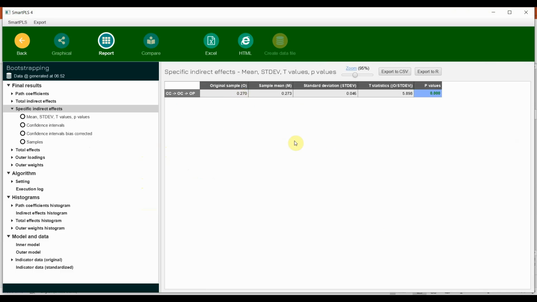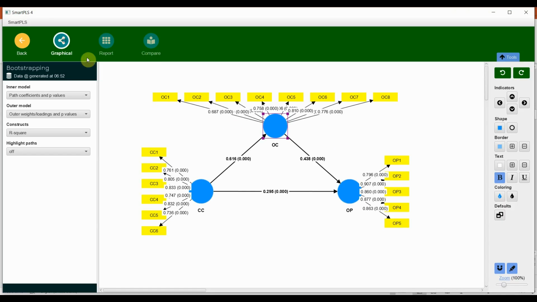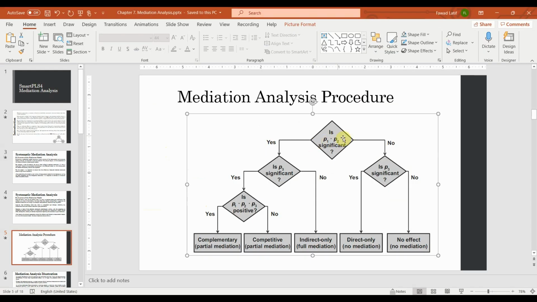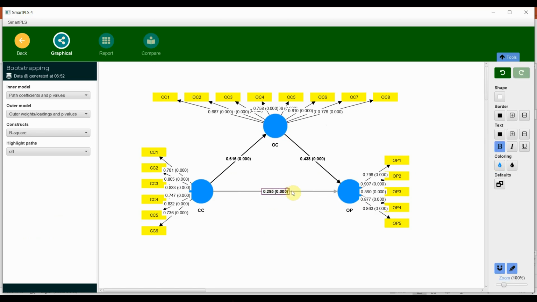Is the indirect effect significant? Yes, it is significant. And this means that the impact of CC on OP is through this other variable, that is organizational commitment. So what happens is CC influences OC and OC influences OP. Now the next step, once we see that yes, there is indirect effect, so you will come here. Is P3 significant? Where is P3? This here is P3. This is your direct effect.